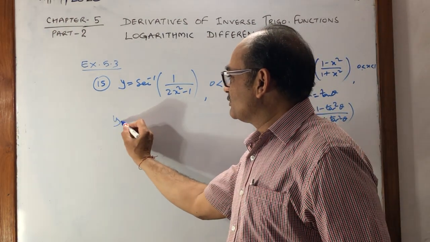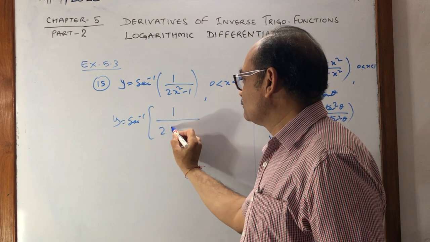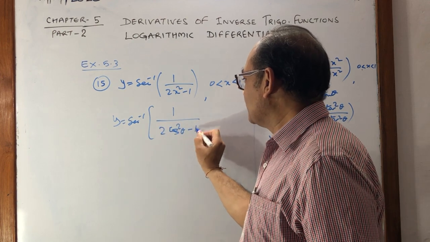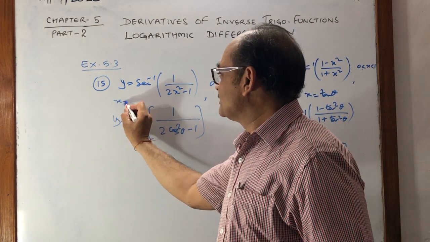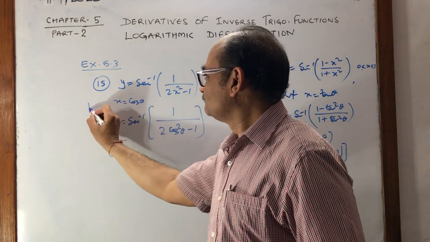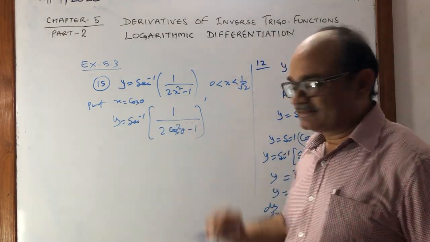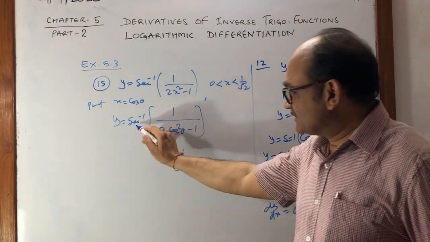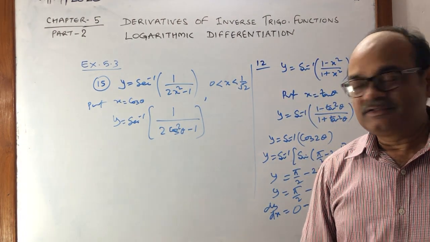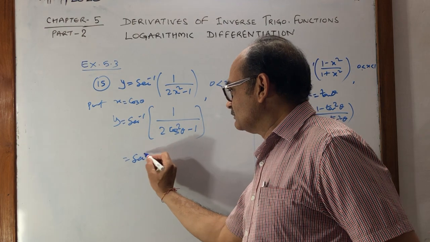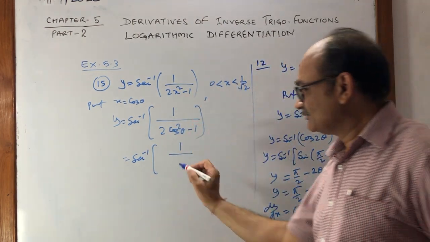Here y equals to sec inverse. We can write 2 cos square theta minus 1. So here we are substituting x equals to cos theta. Why? The reason is very clear. Here it is sec, and this sec, if it will become some quantity of sec, so this will be a formula 1 upon cos 2 theta.